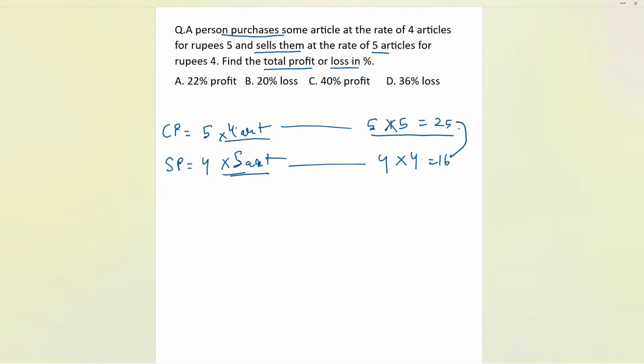Now, subtract. You can see that the cost price is more. 25 minus 16 is 9. Now divide by cost price only, 25, and then multiply with 100. 25 times 4, and 4 times 9, 36. We got 36% loss because the cost price is more. So that is why D is the answer. In the chat box, we have got some answers. That is great. Now, let's move to the next question.